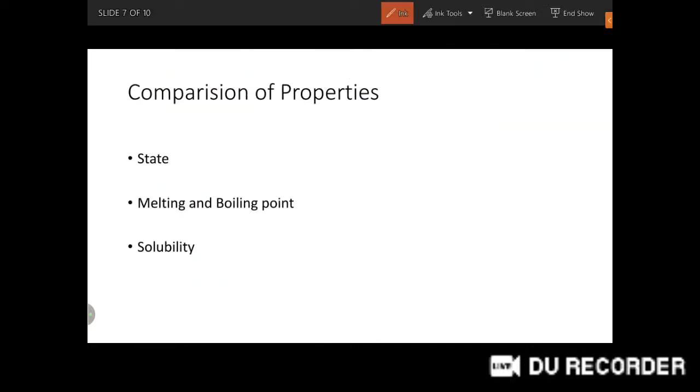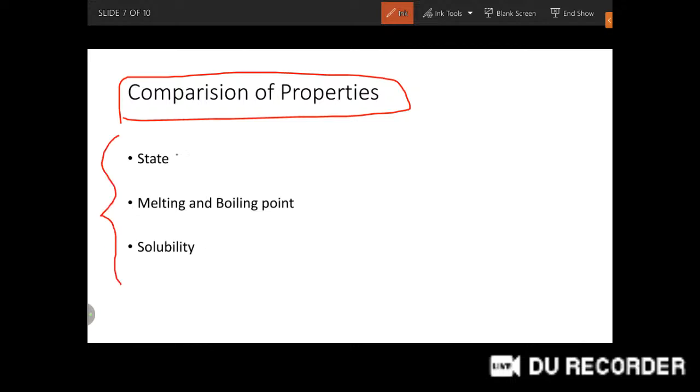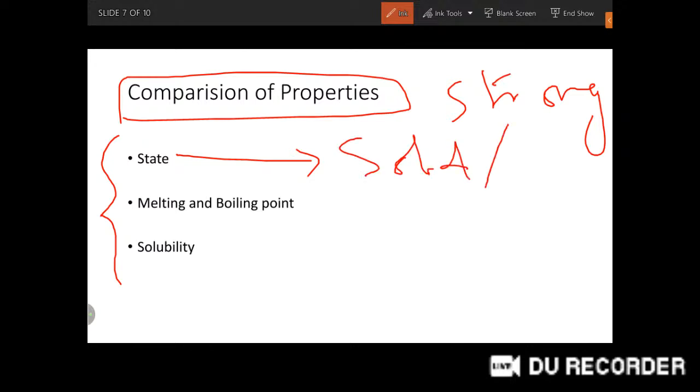Okay, the next thing that we have to learn in the syllabus is the comparison of properties. This is very simple, learn in the same way how I have done here. State: when we talk about the state, the force of attraction is electrostatic, that means a very strong force of attraction. So the state will be solid or crystal. Am I clear? It will be solid or crystal.